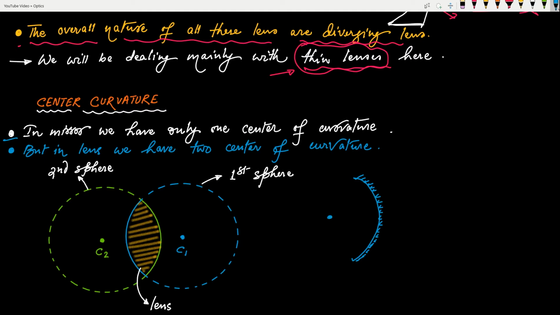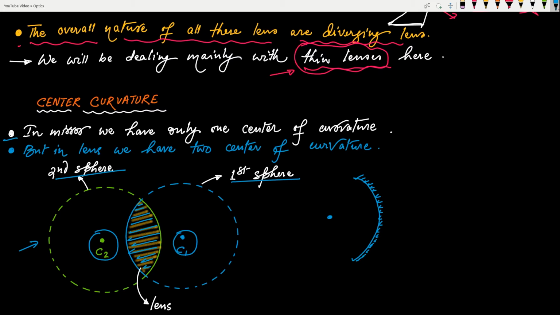But here in lens there are two spheres, therefore there will be two centers of curvature. As you can see in the figure, this is one sphere and this is the second sphere. So the center of the first sphere is C1, this one, and the center of the second sphere is C2, and these two spheres combine to produce a lens. As you can see, it is shaded here. This is actually the lens. Since lenses are created by two spheres, they have two centers, unlike mirror. So basically center of curvature is the center of the sphere that creates the lens. Okay, I hope this is clear.